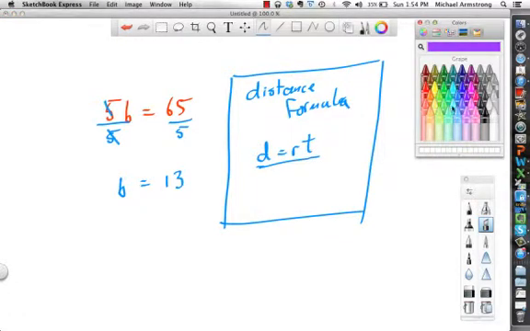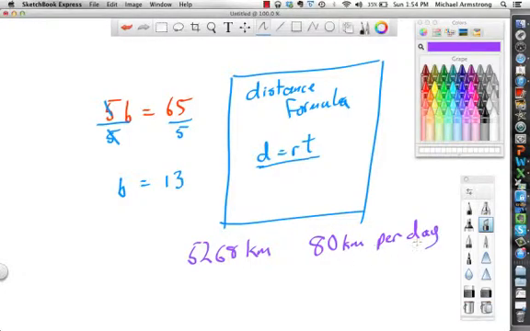They give you a problem. It says Martin Strel set a world record by swimming 5,268 kilometers down the Amazon River at a rate of about 80 kilometers per, and that per is important, per day. 80 per day. So about how many days did it take him? So we're trying to figure out how many days. How many days did it take?